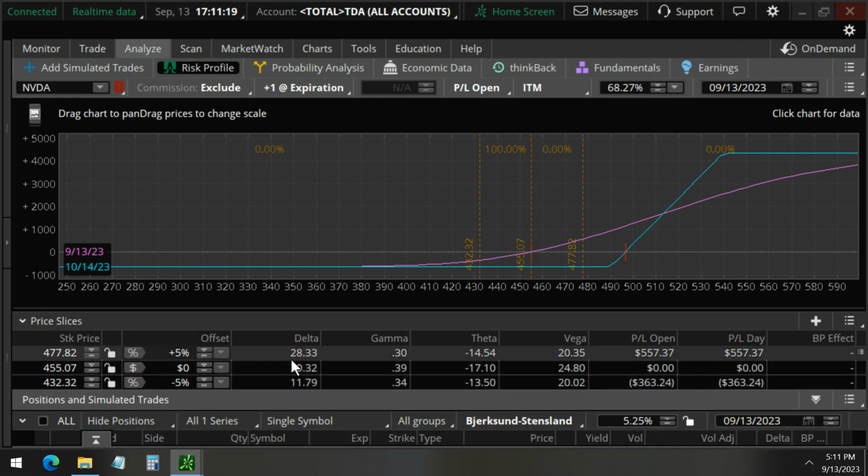When we take a look at the Greeks, this is a positive delta of 20. So we know this is going long. If it was bearish and shorting it, this would have a negative here. Okay.